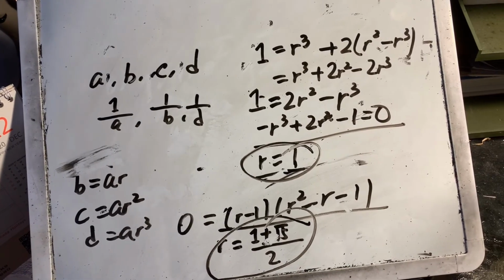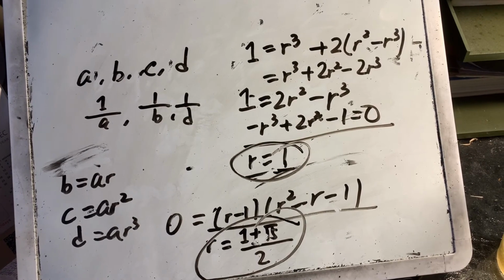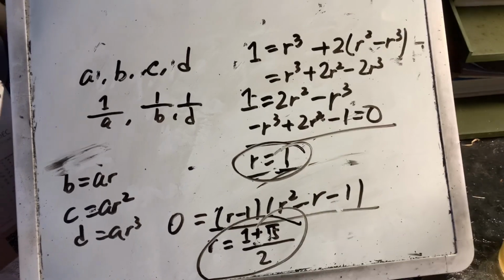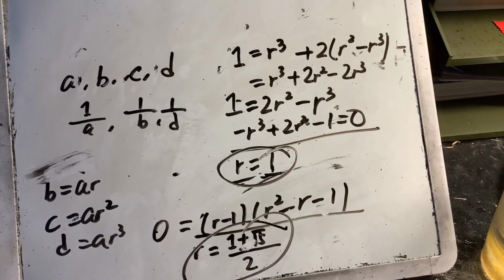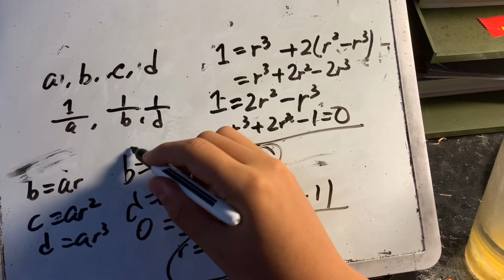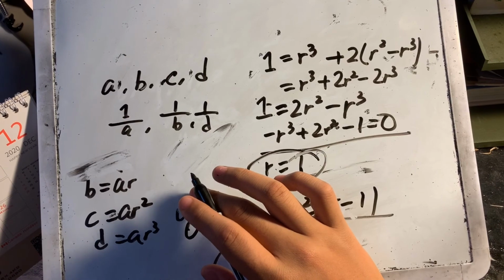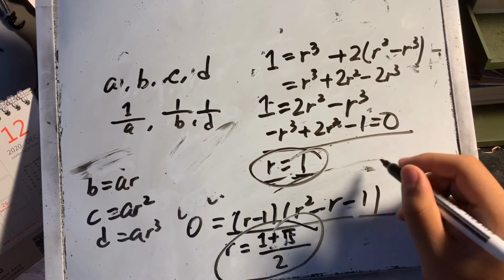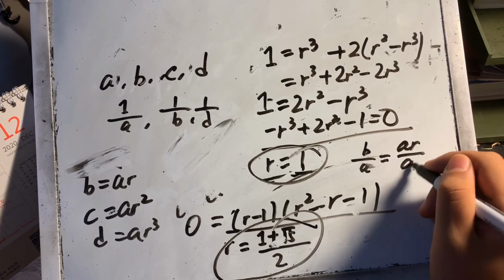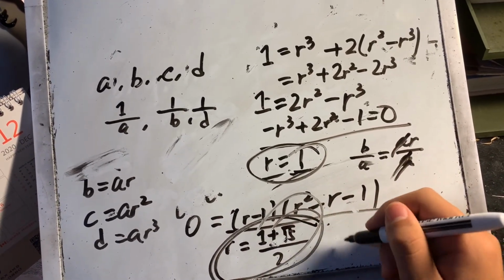And what are we required to get? We are required to determine all the possible values. So let's then talk about why 1 is not okay. If 1 is okay, then B is equal to A and D is equal to A and A is equal to A, which contradicts what the problem asks us. It asks us to determine all the possible values of B divided by A. So B is AR and A is A, so we can get that it is R. Therefore the only possible value is 1 plus root 5 divided by 2.